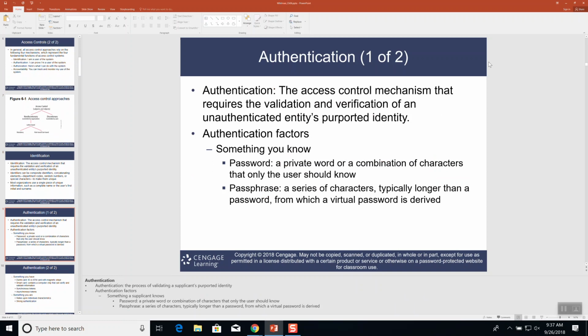Authentication. The access control mechanism requires validation, verification of an entity's purported identity. Authentication factor: something you know, password, passphrase. All seems kind of obvious, right? We sign you up, Callie, you give your user ID. You authenticate yourself by entering your password.